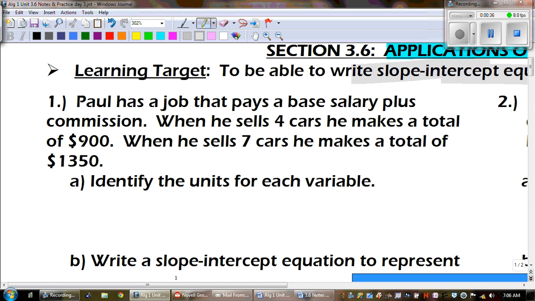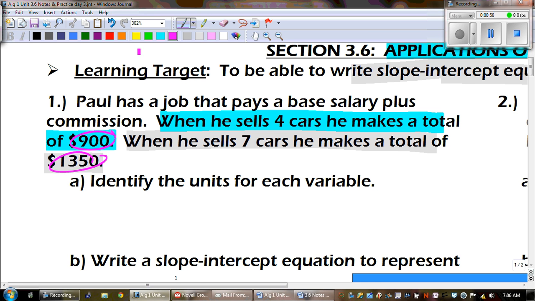Okay, so number 1. Paul has a job that pays a base salary plus commission. When he sells 4 cars, he makes a total of $900. When he sells 7 cars, he makes a total of $1,350. Now, the first thing I notice is we've got these two sentences, and each one talks about money and cars. Before we talked about when you have two numbers in the same sentence, it's a point. So that must mean that we've got 2 points here.